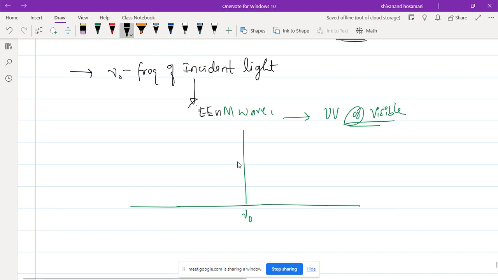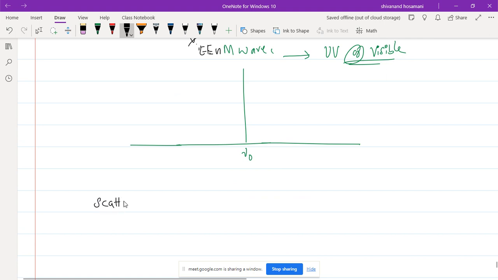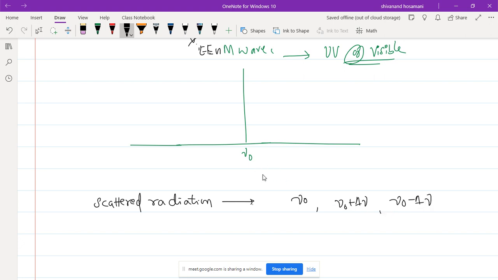So let us consider this nu naught is the frequency of incident light. After scattering, the scattered radiation is going to have maybe the same frequency, or a frequency greater than the incident frequency, or a frequency less than the incident frequency. So frequency greater than that one, I am going to write on this side: nu naught plus delta nu. Then here, nu naught minus delta nu. This is the frequency of scattered radiation, this is also the frequency of scattered radiation, and this too. It may have the same frequency as the incident light, so this is called the same frequency line.